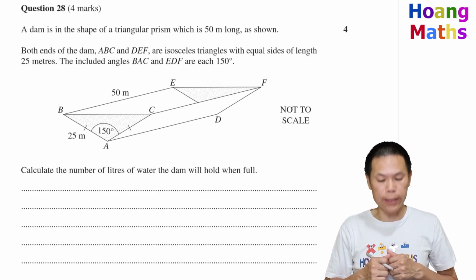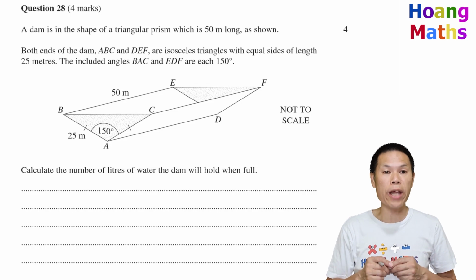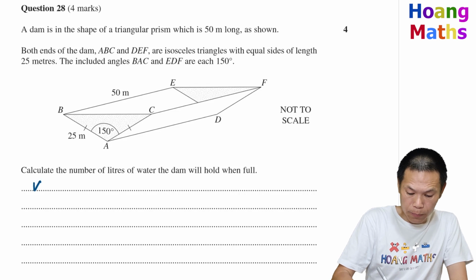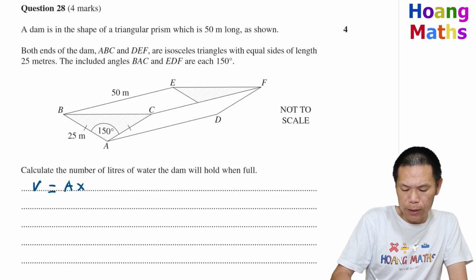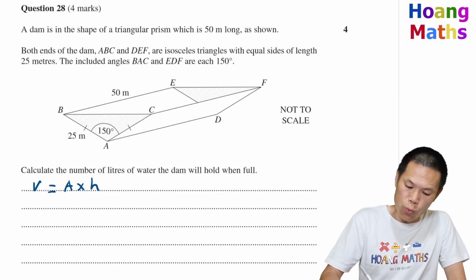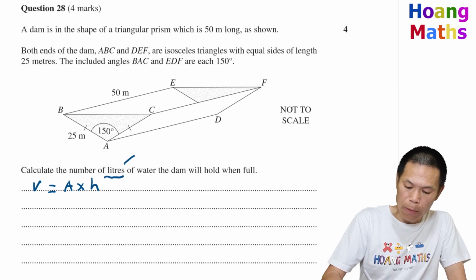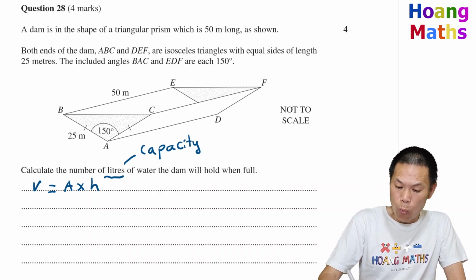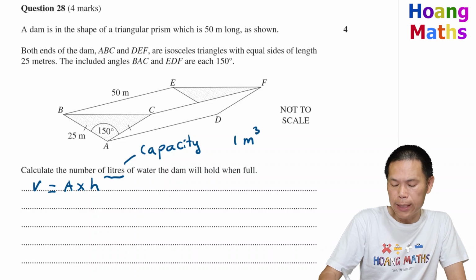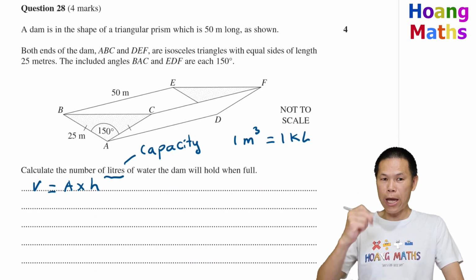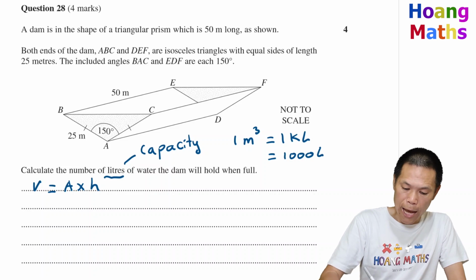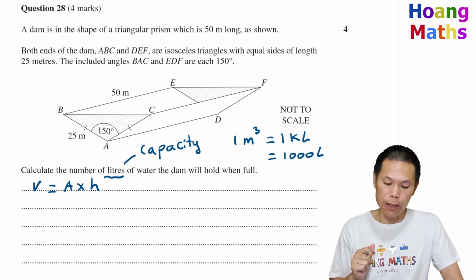Question 28. Calculate the number of liters of water the dam will hold when full. So we know that volume is area times height. Keep that in mind. And we need to work out the number of liters, so that means capacity. And we know that for capacity, 1 cubic meter is equal to 1 kiloliter. And 1 kiloliter is 1,000 liters, because they're asking for the number of liters.